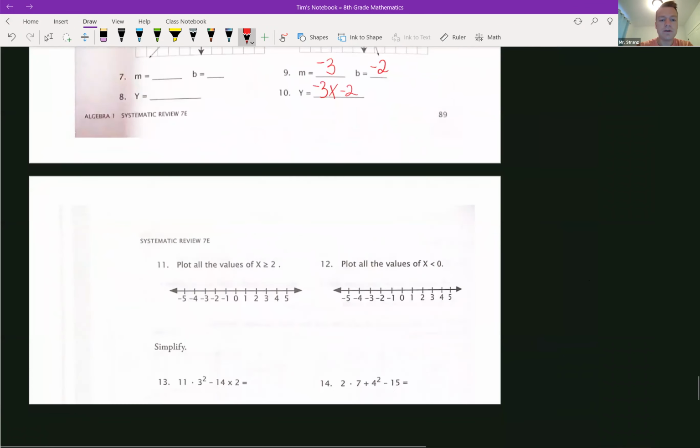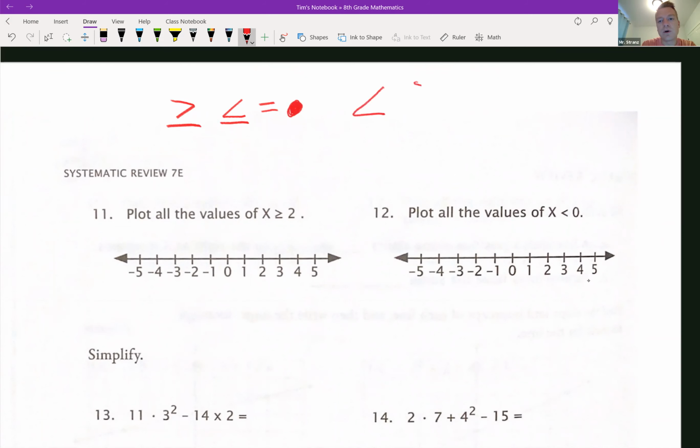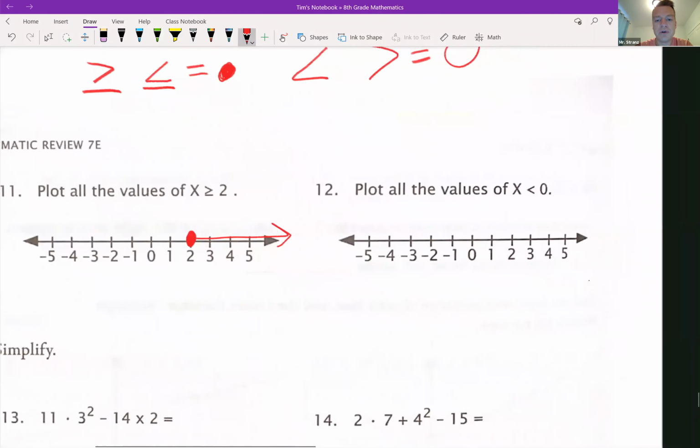If we go down here, remember with these, if you see greater than or equal to or less than or equal to, you need to make sure that is a closed circle when you graph it. If you see less than or greater than with no line underneath, it's going to be an open circle. So if we look at number 11, plot all the values of x is greater than or equal to 2. We're going to find 2. We know it's going to be a closed circle.